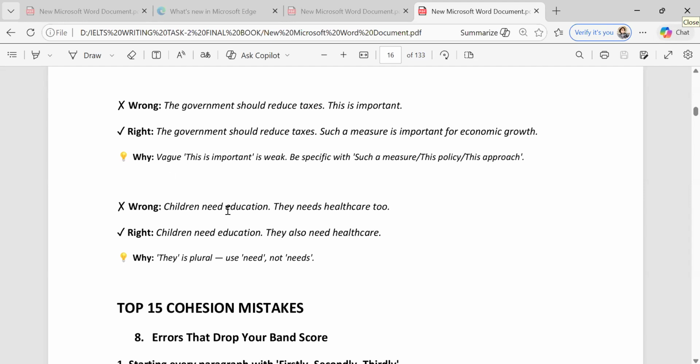Like "children need education, they needs". Can you see the subject-verb agreement? You have used "they" for children, but what about "needs"? No, "needs" is incorrect. Why? Because it's a plural subject, and with the plural we don't add any s. Then "healthcare too" is quite a weak sentence structure. What can we do? Children need education. Instead of "too", we can say they also need healthcare.